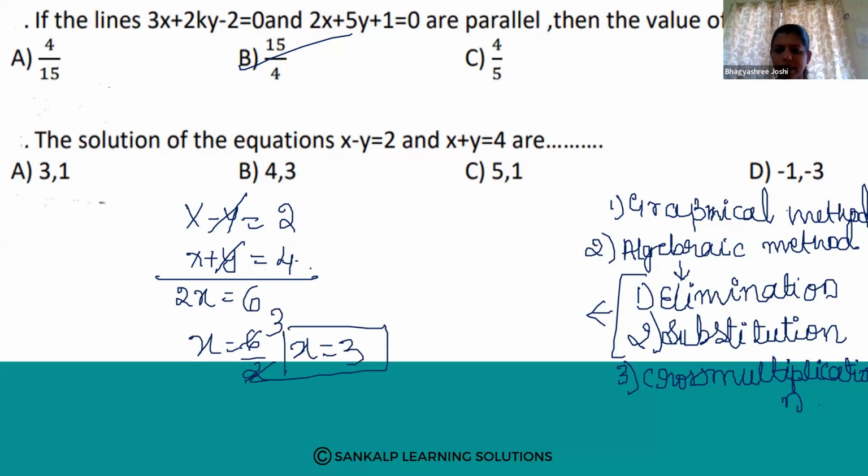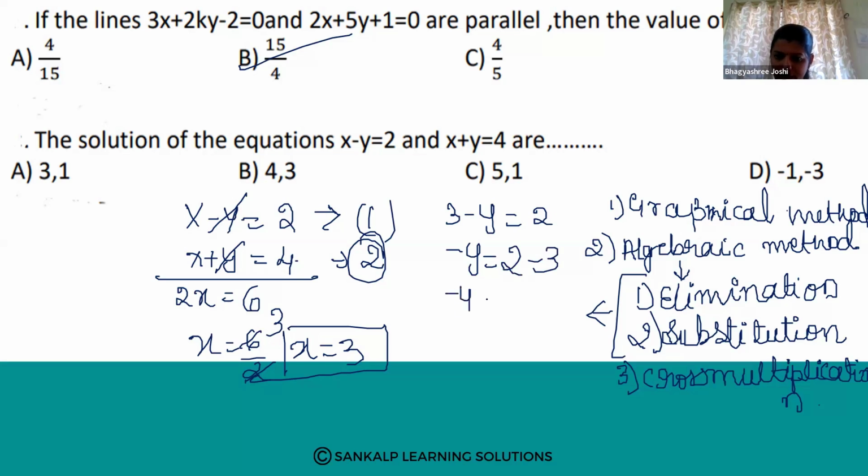x value is 3. Now, in order to get y, what we will do? Substitute the value of x in equation 1 or equation 2. Any equation you can take. So I will take equation 1. So x value is 3. 3 minus y is equal to 2. So minus y is equal to, transfer this 3 to this side, 2 minus 3. That means minus y is equal to minus 1 you will have. So minus and minus will get cancelled. y is equal to 1.